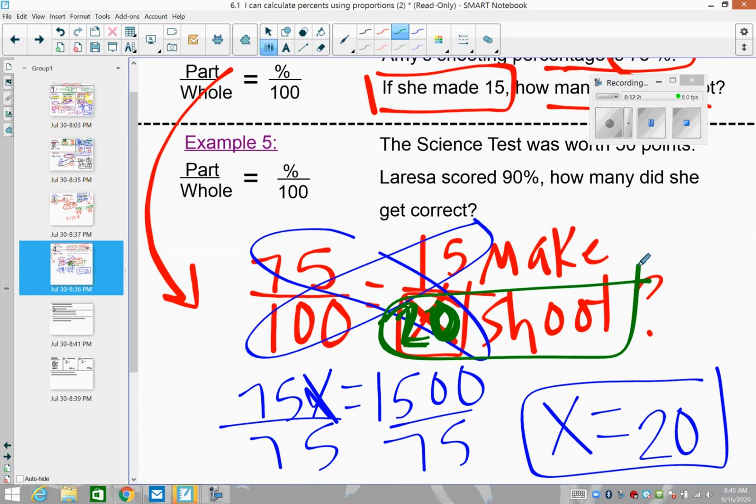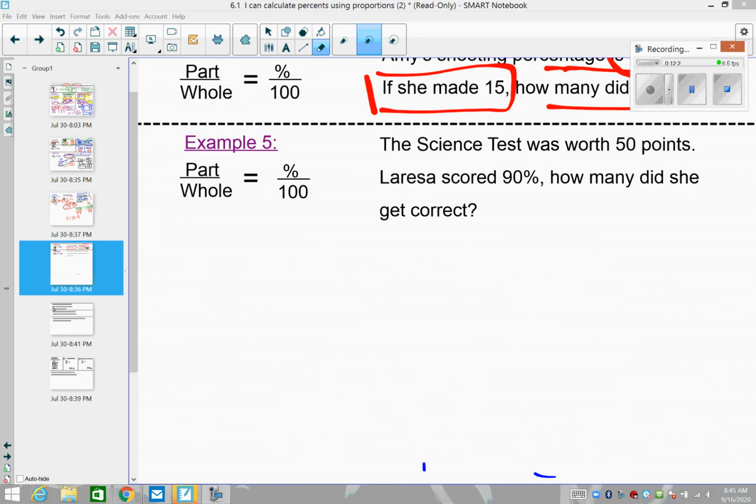I'd like you to try example 5. Now I need to erase all this so I have somewhere to write. Pause video at any time. You are trying the test score, the next test score. Make sure you read it carefully. Go. Do it. You can do this.